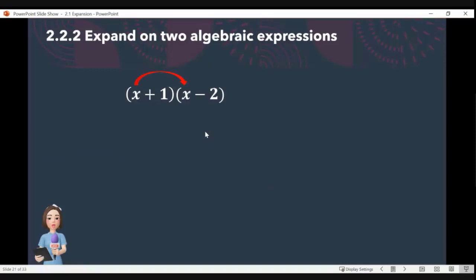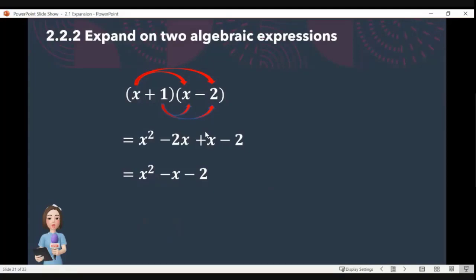So x times x times negative 2, you get this one. This one is the box method, and this one is the arrow method. So 1 times x, so positive x, then 1 times negative 2. Same thing, simplify, then you get this answer. So I showed you both methods. Just now it was only one term with one bracket, now two brackets. Do you still prefer the arrow or the box? Arrow. Still arrow. Okay, good.